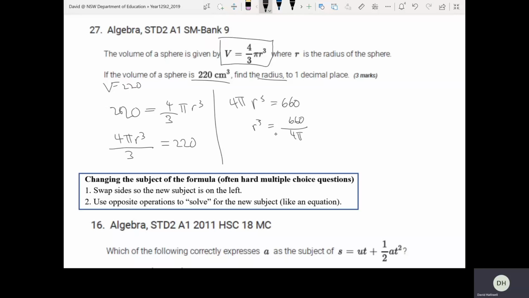Now to undo a cube, you do the cube root. Because it's an odd power, you don't need the plus minus, but if it's an even power, you put a plus minus out the front. Then you put that in your calculator, and you get 3.7. The units are going to be centimeters for the radius, and that's 1 dp.